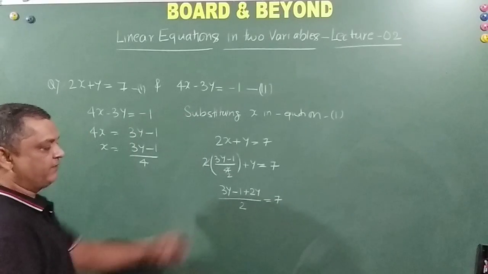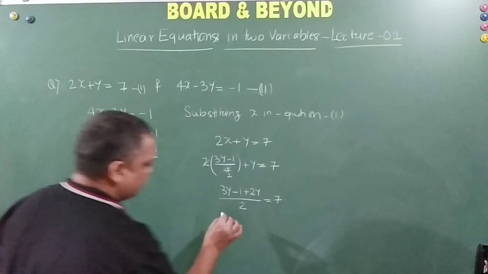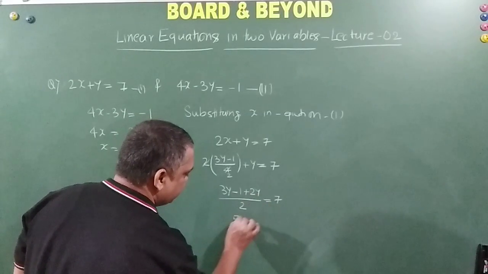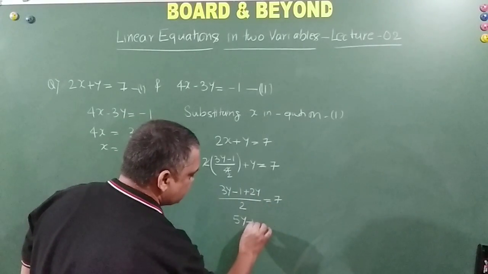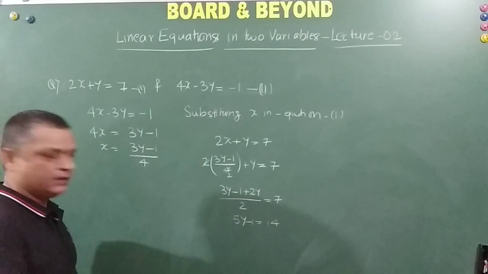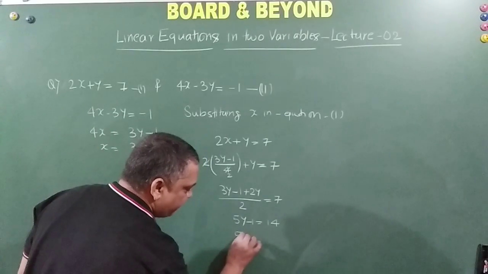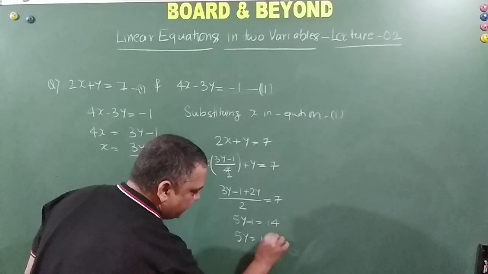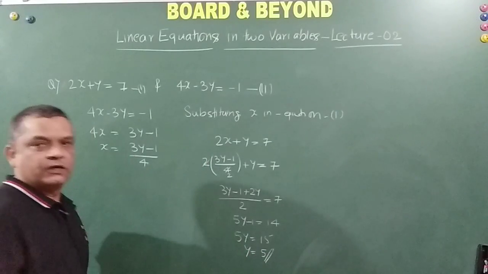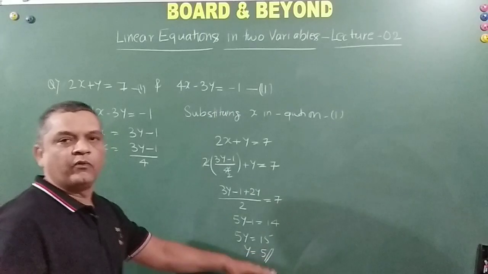What I have done? I have taken the LCM out here, friends. So this is equal to 3y plus 2y, which is nothing but 5y, minus 1 is equal to 14. You are all there with me? Right? So this is 5y is equal to 15 and y is equal to 5. Okay. So we have found the value of y.